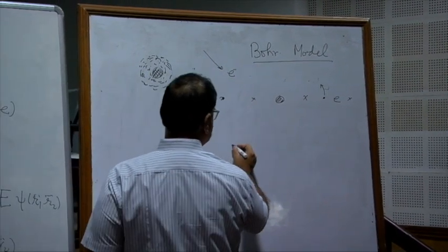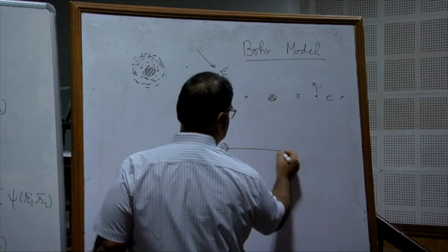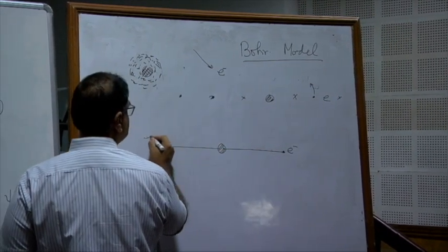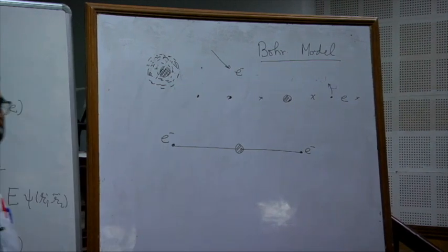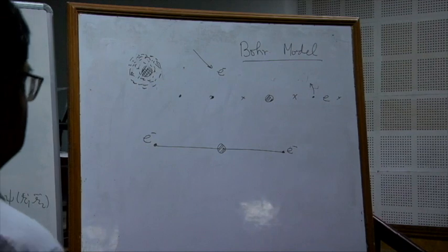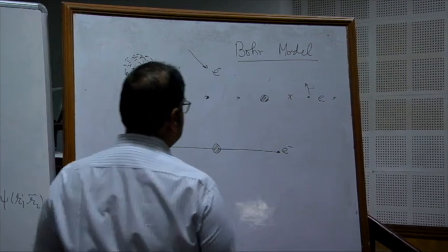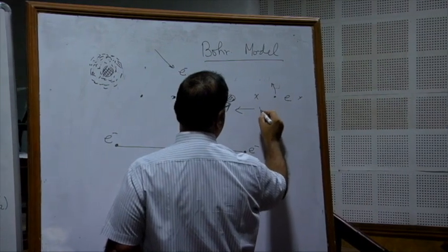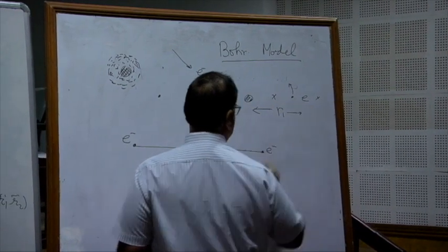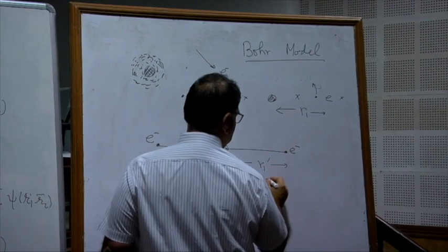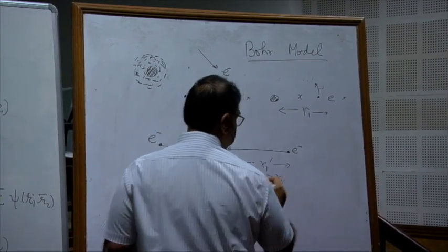So I have this nucleus, and I have an electron here in the Bohr model, and the other electron should always go to the other side. That'll make it stable, right? They're keeping as far apart as possible. And if this distance, let's say, was R1, now this distance, let's say R1 prime, would be slightly greater than R1 because of the repulsion.